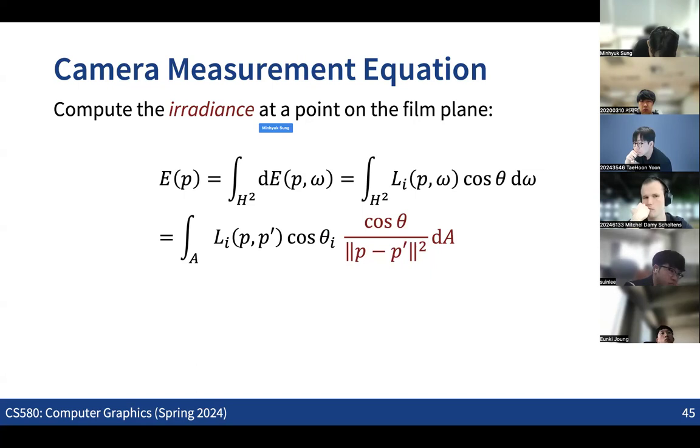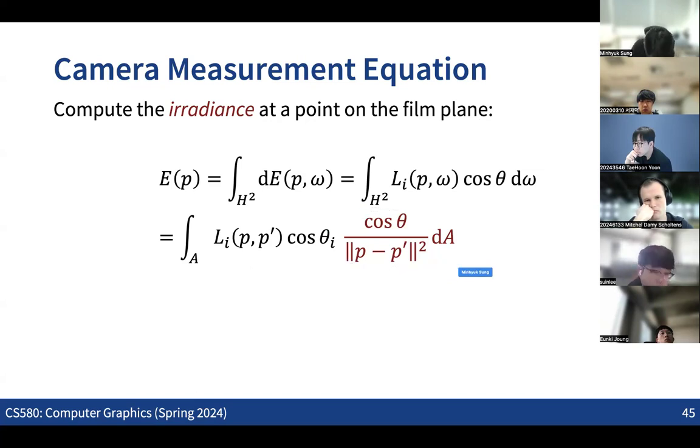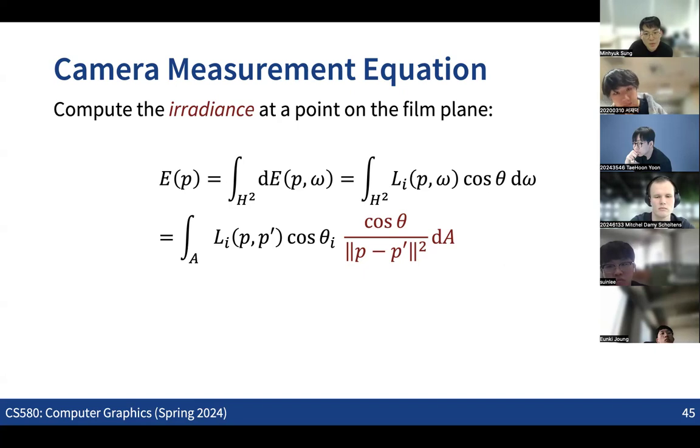So for each pixel in the film plane, now we can calculate the irradiance, basically calculating this. And this can also have this kind of form in terms of sampling the points over the surface. Then using the same Monte Carlo method, we can calculate all the irradiance for each pixel, and that becomes the information that we are recording into our rendered image.